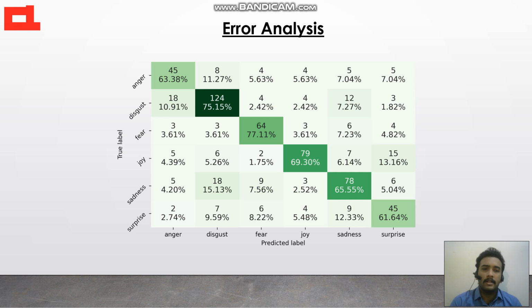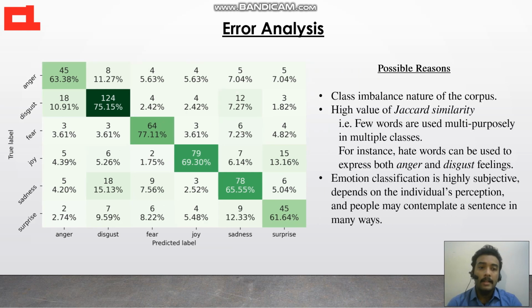Moreover, among 73 data in the surprise class, 9 are predicted as sadness. This error analysis reveals that the fear class achieved the highest rate of correct classification and surprise gained the lowest. The possible reason for these incorrect predictions might be the class imbalance nature of the corpus. However, the checkered similarity can also be an issue.